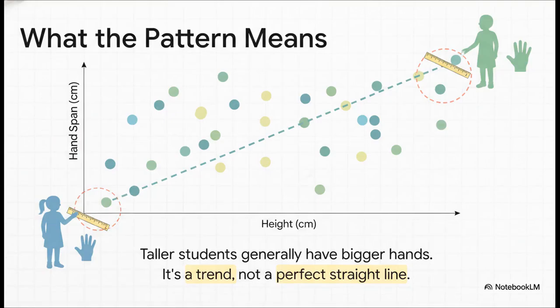So what does this pattern actually mean? Well, it means that as we move to the right on our map, as height increases, the points also tend to go up, which means hand span also increases. So we can answer our question. Yes, it looks like taller students in this class do tend to have bigger hands. But, and this is a really crucial point, it's not a perfect straight line. You can see there are exceptions. It's a trend, not some unbreakable rule.